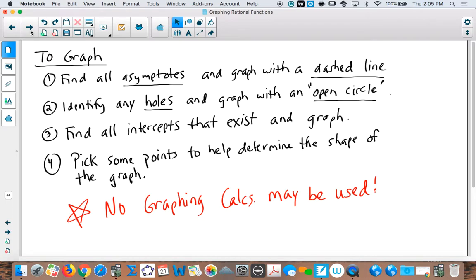Or you might have to pick, I'm going to say at most 2 points to figure out where you're going to sketch your stuff. It's not that many extra points you will need. And again, there's no graphing calculator. So it's really going to be about accurately sketching asymptotes, holes, intercepts, and then getting enough information to sketch the branches. The branches don't have to be perfect, if that makes sense. So, let's try.